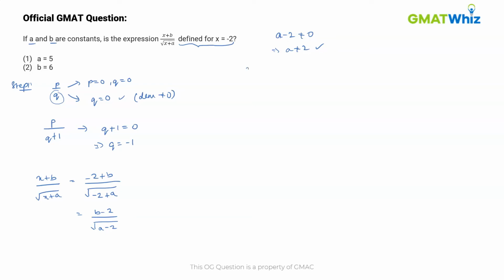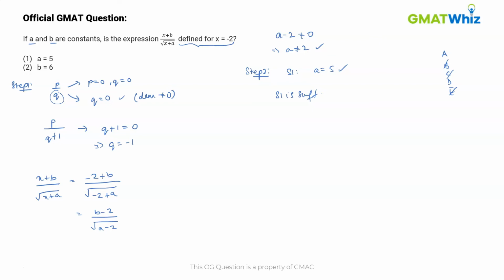We now move on to step 2 and analyze statement 1. In statement 1, we are given that the value of a is equal to 5. Now using the inference from step 1, we have that a should not be equal to 2, and here the value of a is equal to 5. So we can say that the expression is defined for a equal to 5. Hence statement 1 is sufficient. And from the given options, we can eliminate options B, C and E.